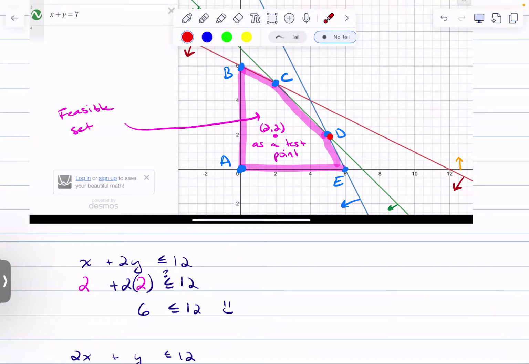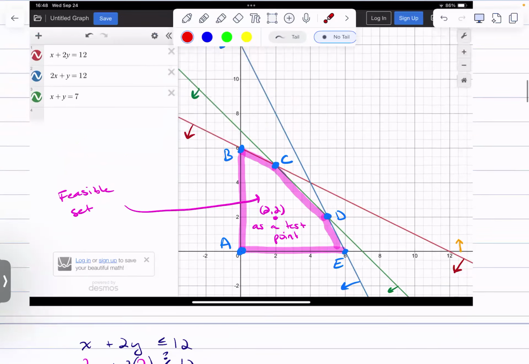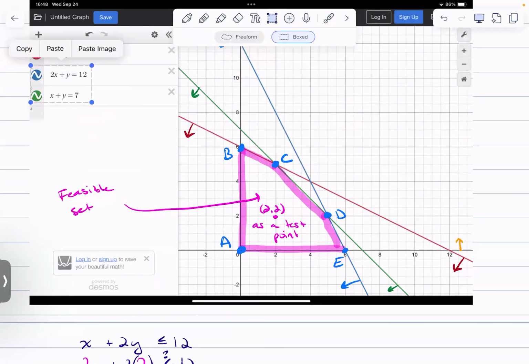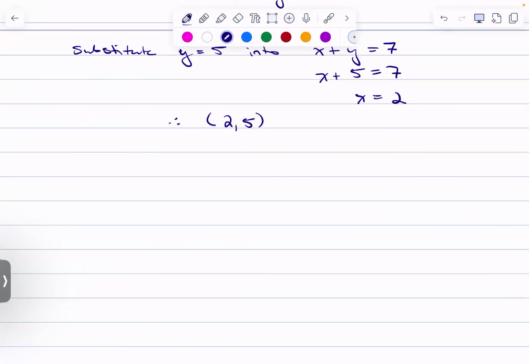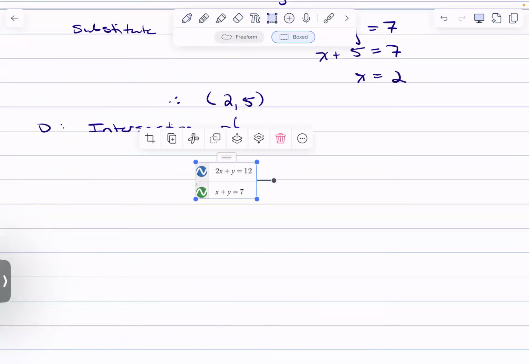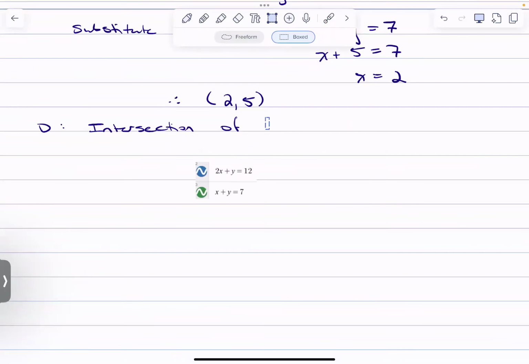How about D? Making us work for it. D is the intersection of the blue line now and the green line, which are next to each other here. So I'm just going to steal these and bring them down. So now D is the intersection of 2x plus y is equal to 12 and x plus y is equal to 7.